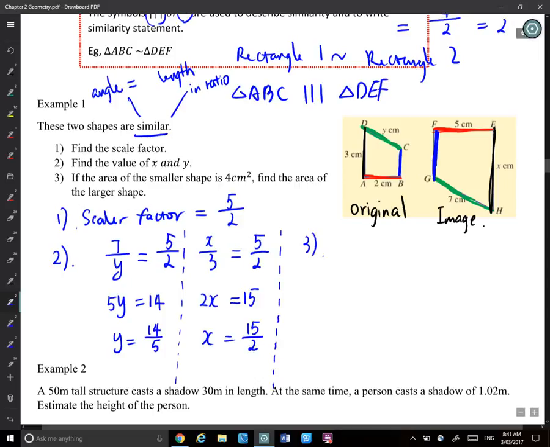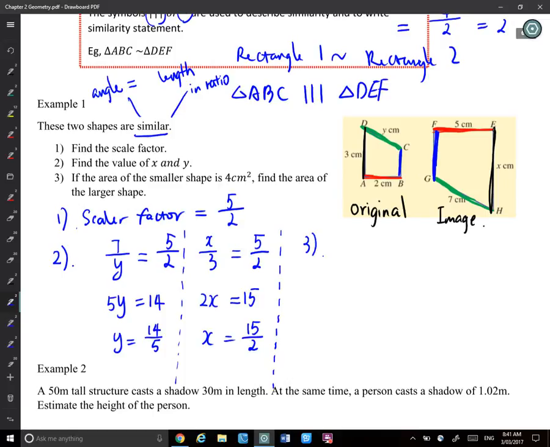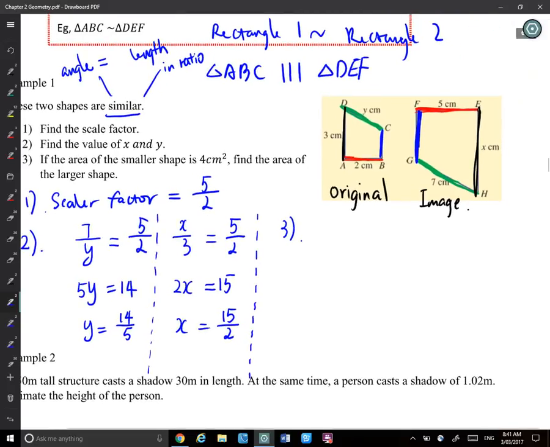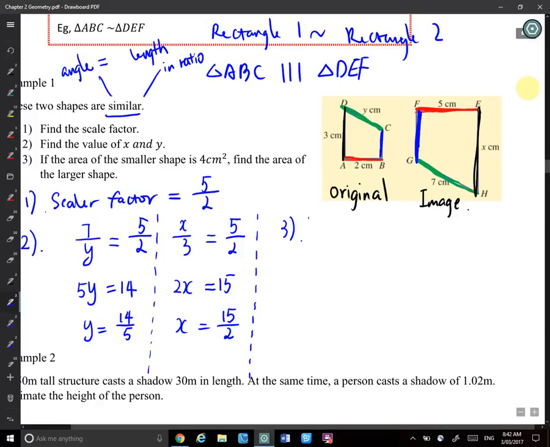Number 3. If the area of the smaller shape is 4 centimeters square, find the area of the larger shape. Okay, it's not length anymore. It's talking about the area. So I want to extend here a little bit. We have length scalar factors. We can also find area scalar factors.